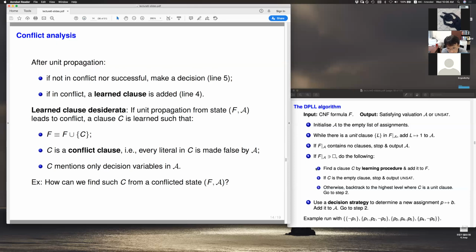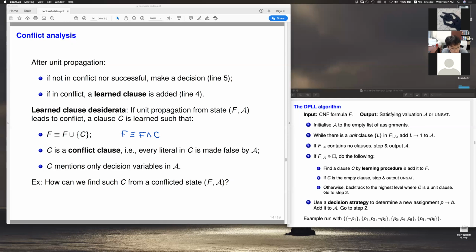So I'm talking about step 4 and the learning procedure mentioned in the first part of step 4. This learning algorithm has to satisfy these three things. First, the clause that we return shouldn't change the semantics. This is something I already told you. In other words, F should be logically equivalent to F conjoined with C. So C is, in a sense, a redundant clause, but it's going to be useful for solving the satisfiability problem.